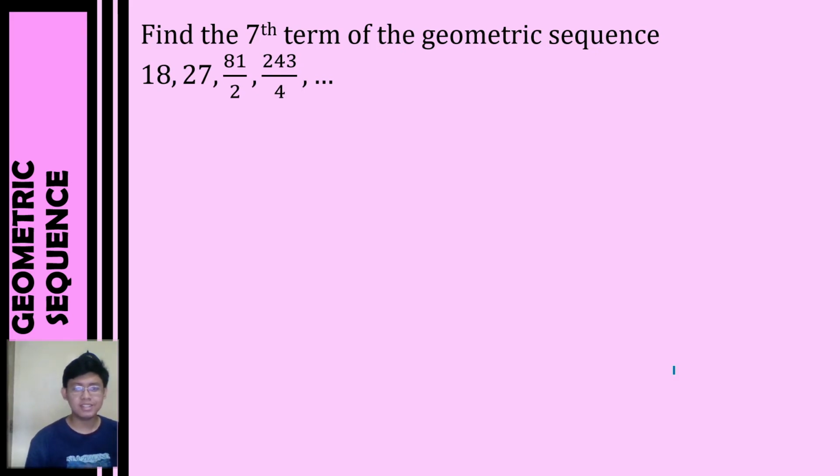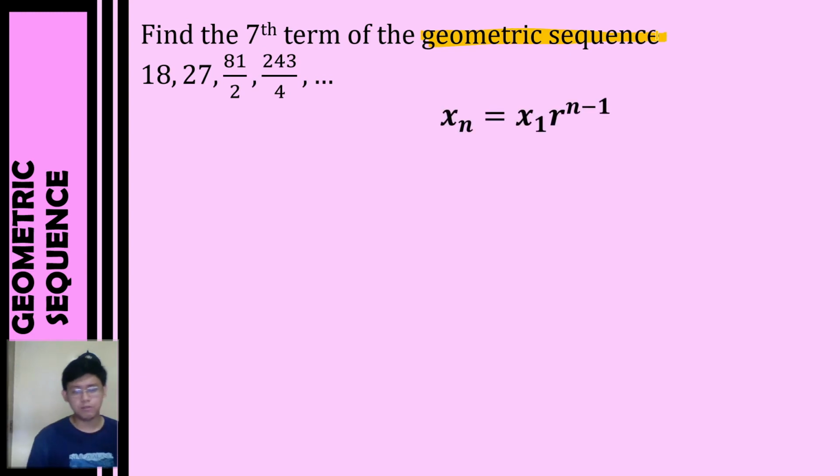Find the 7th term of the geometric sequence 18, 27, 81/2, 243/4, and so on and so forth. If you're going to look at it, we have a fraction in our geometric sequence. Is it possible? Yes, it is possible. So how do we solve this?